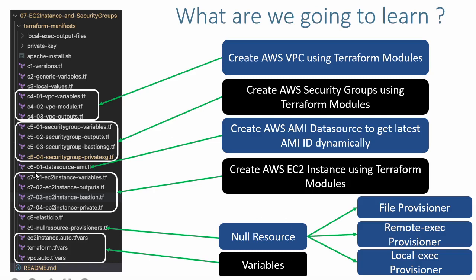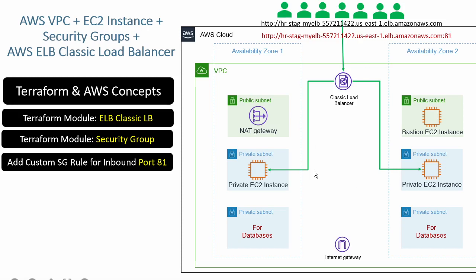On the right side you can see what these files are used for. Create an AWS VPC using a Terraform module, security groups using Terraform modules, AWS AMI data sources, and EC2 instances using a Terraform module, along with null resources, variables, file provisioner, remote-exec provisioner, and local-exec provisioner. We are also going to deploy AWS VPC, EC2, and security groups with ELB: the classic load balancer as well as the application load balancer.